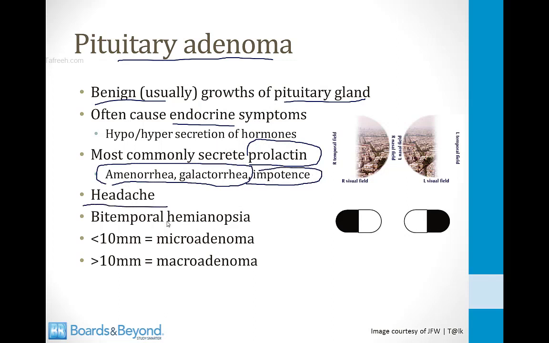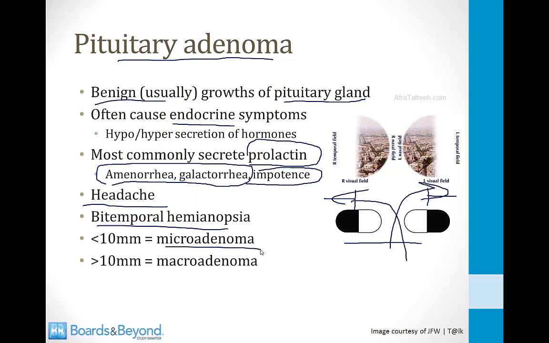And then the classic eye finding of a pituitary adenoma is bitemporal hemianopsia, so that's what I've drawn over here. Basically, you cannot see in the outer portion of both of your eyes, and the outer portion is near the temples. Therefore, it's called bitemporal hemianopsia. And I always remember this by thinking of a tumor just pushing those black parts of the visual field out to the side. When they're smaller than 10 millimeters, they're called a microadenoma. When they're bigger than 10 millimeters, they're called a macroadenoma. And the management of micro and macroadenomas is different.